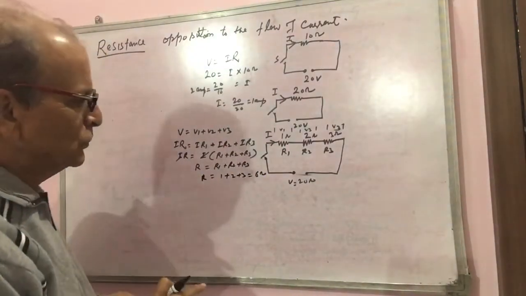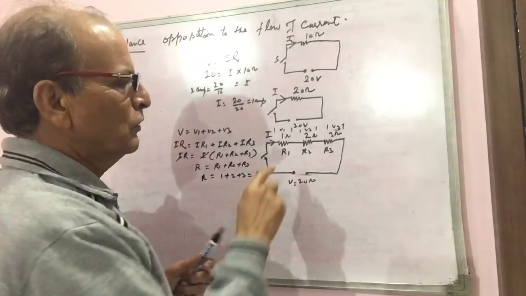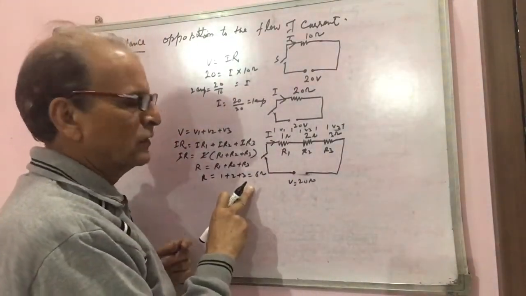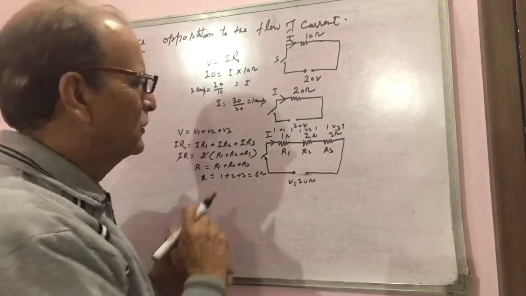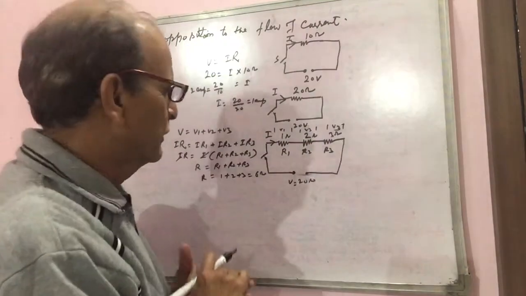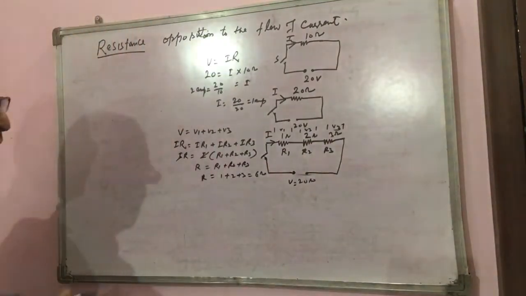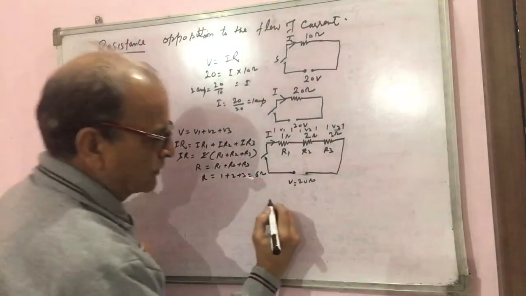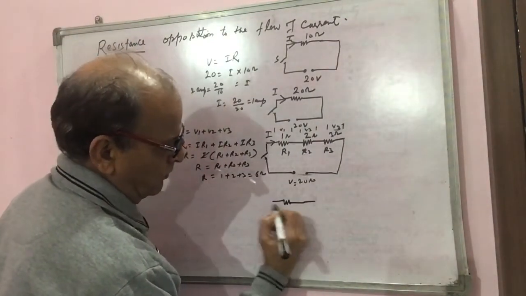So the total value of resistance in series will increase, and it is greater than each individual resistance. 6 is greater than 1 ohm, greater than 2 ohm, and greater than 3 ohm. Now we will check when resistances are connected in parallel.